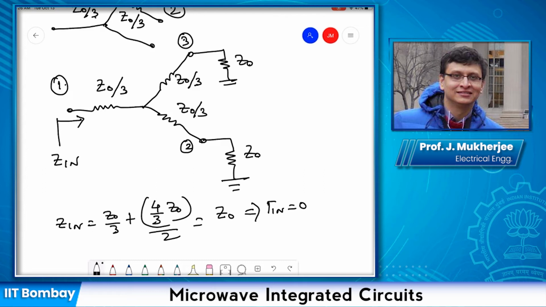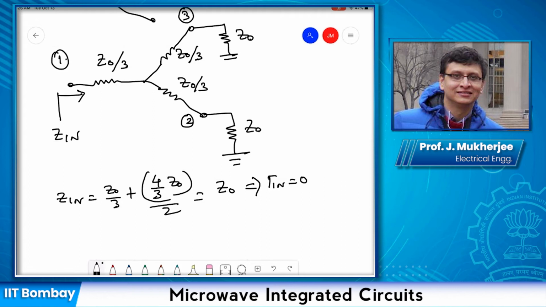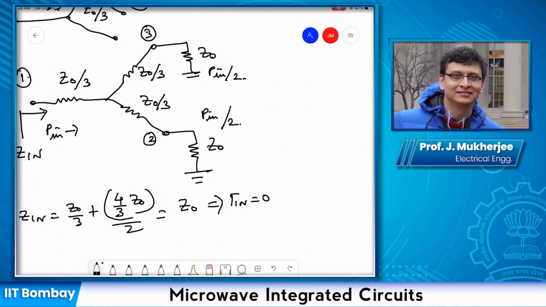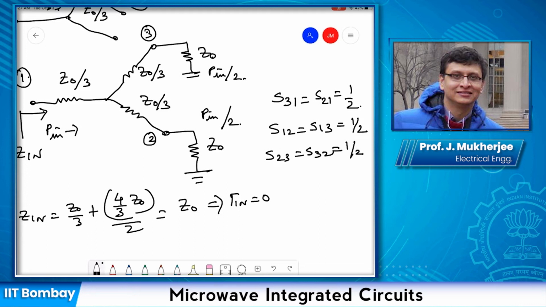So now suppose you have a power Pin flowing at port 1. The power that will be flowing to port 2 and port 3, from symmetry, we can say, will be Pin by 2 here and Pin by 2 here. So from here we can directly say that S31, S32 or S21 will be equal to half, right? Similarly, S12 will be equal to S13 will be equal to half, and S23 will be equal to S32 will also be equal to half.